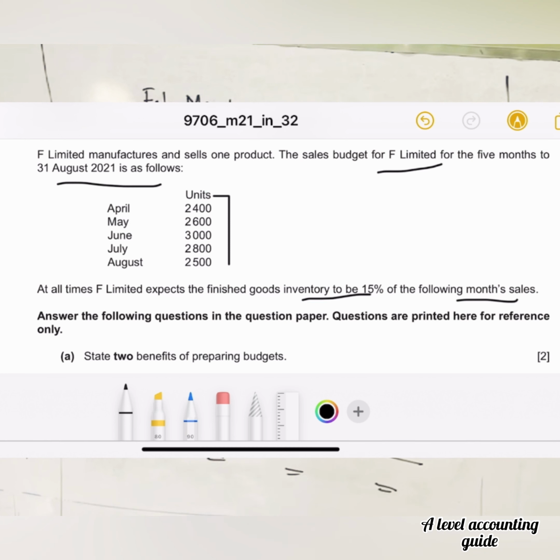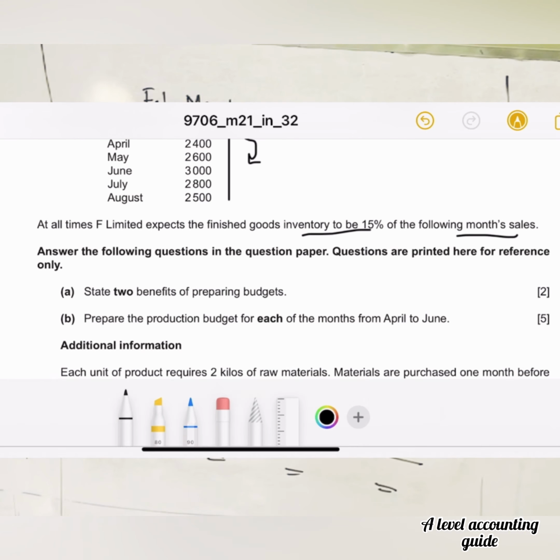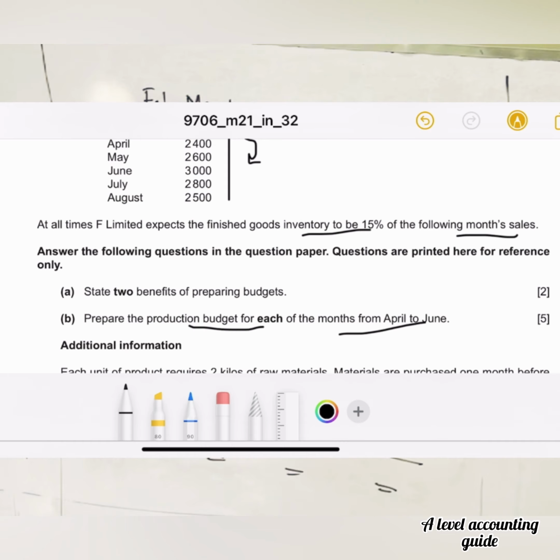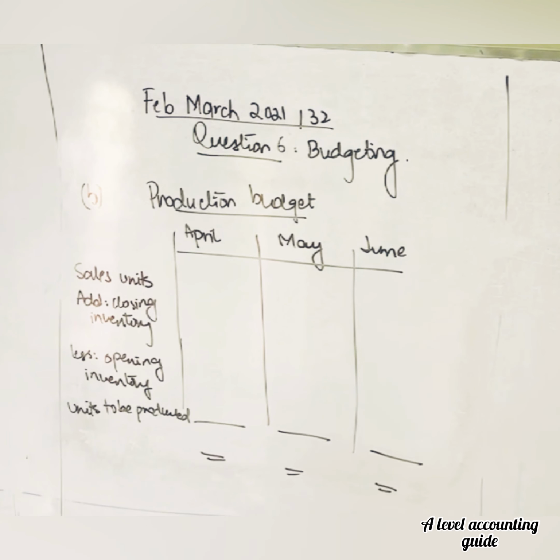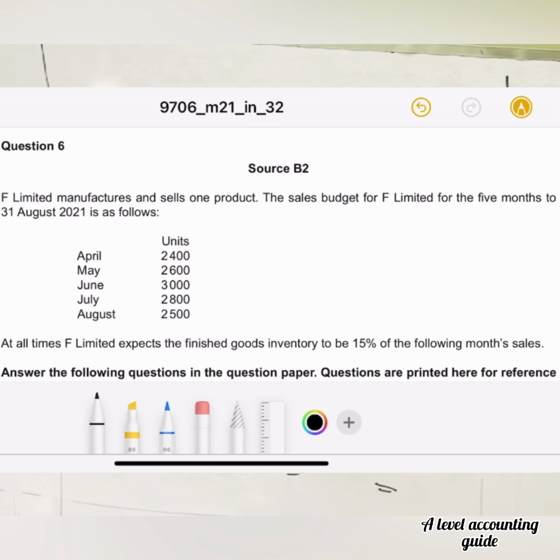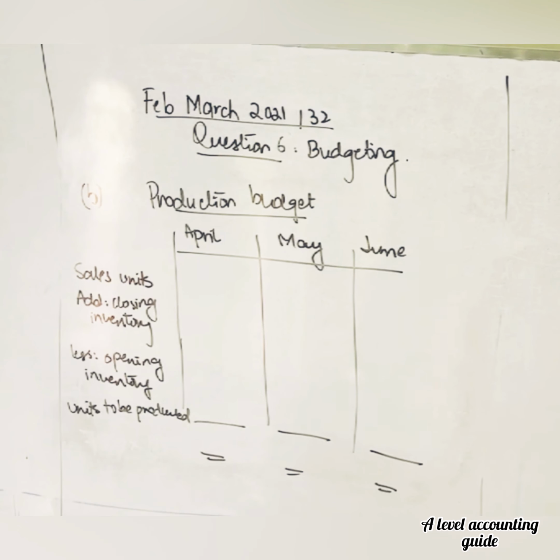You need to understand these lines very importantly, because in budgeting it's all about understanding the concept and then you can do the calculations. It says that finished goods inventory is to be 15% of the following month sales, which means that for the following month you need to supposed to produce 15% of that in the previous month. For instance, if it is July, you need to produce 15% of the sales units in July for the next month, which is August. So that is basically your closing inventory.